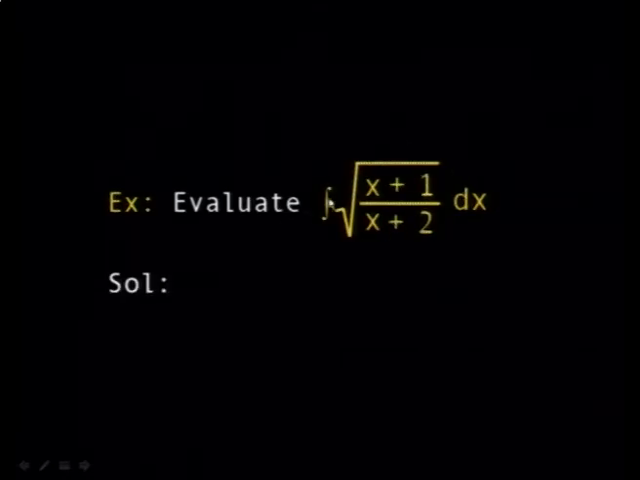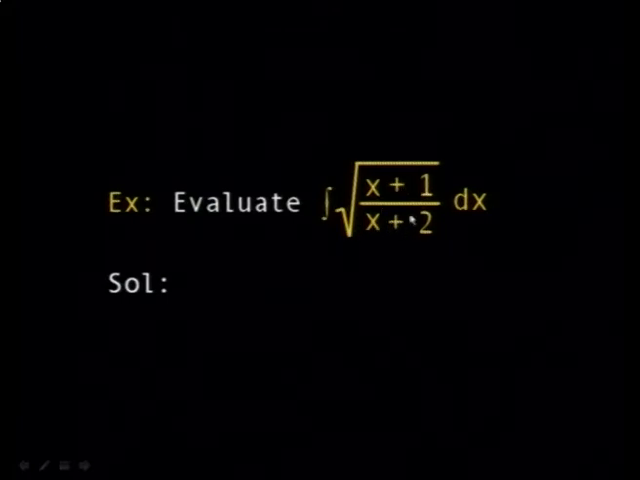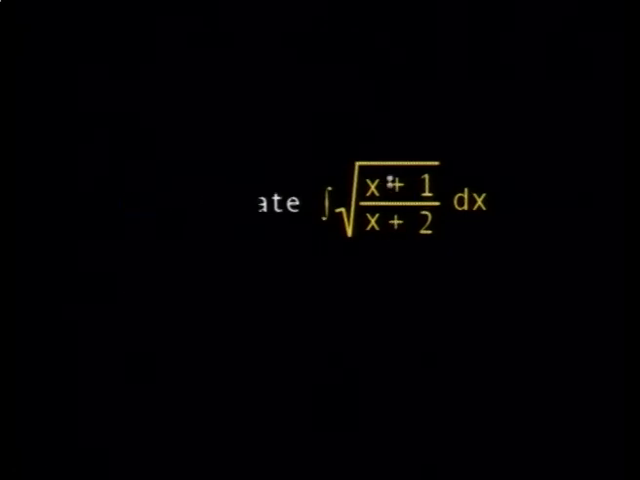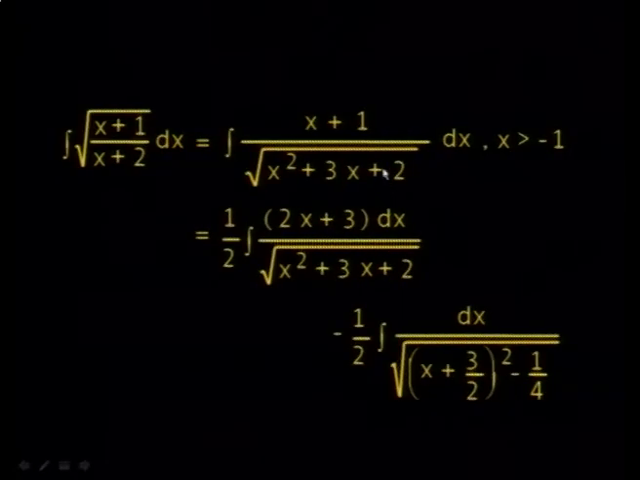Now again, for example, evaluate the integral of the square root of x plus 1 divided by x plus 2. Here, in this form of integrals, you can multiply both the numerator and the denominator by the square root of x plus 1. This becomes x plus 1 in the numerator, and the denominator is the square root of x plus 1 times x plus 2. This is a simple way of doing this kind of integrals.